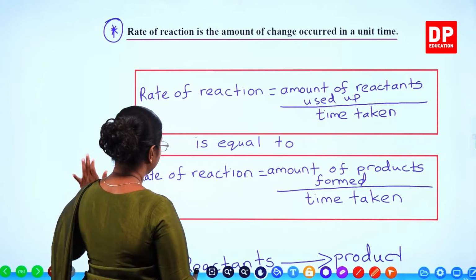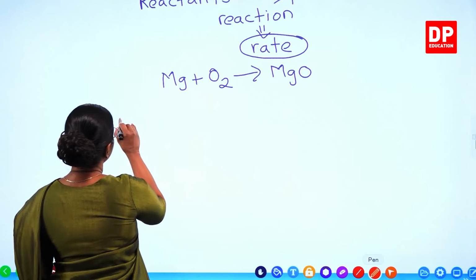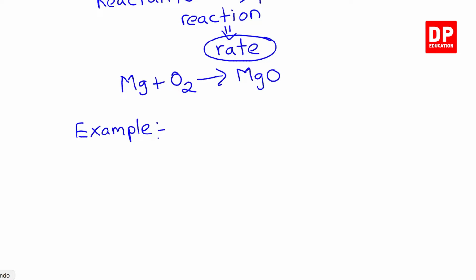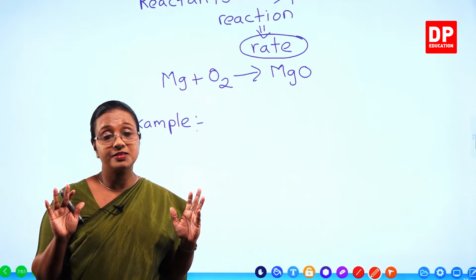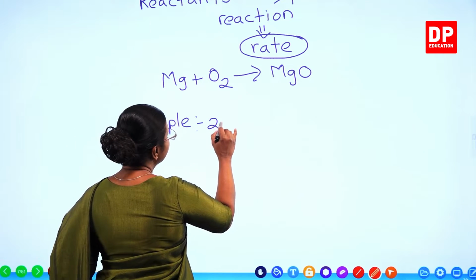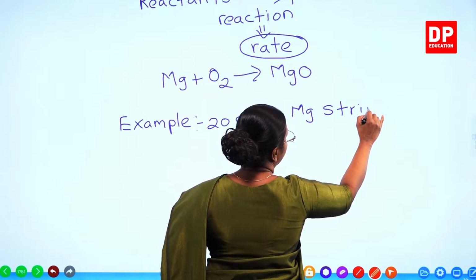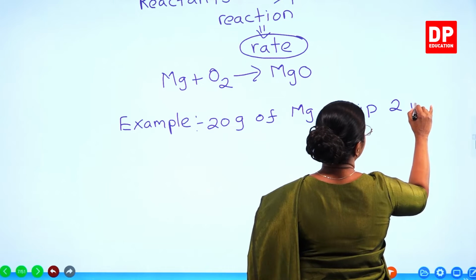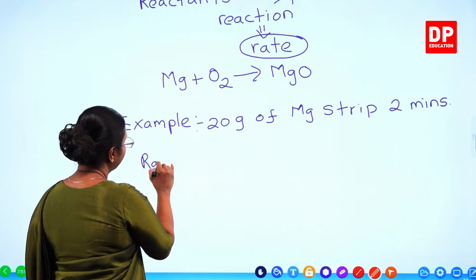So, for example, if they tell you to calculate, say, as an example, if we consider the reaction students, just for example, I have not weighed or measured anything, but just assume there is 20 grams of magnesium strip and for that to burn completely, we'll just say it takes 2 minutes. Then, if you are to calculate the rate of reaction.